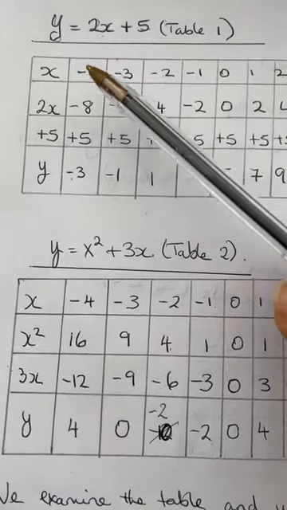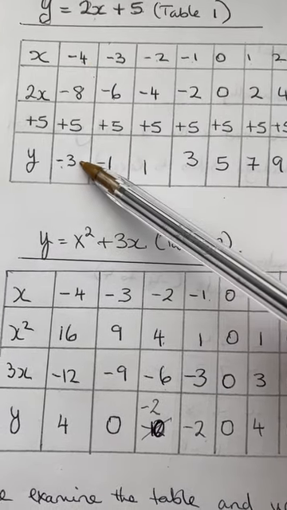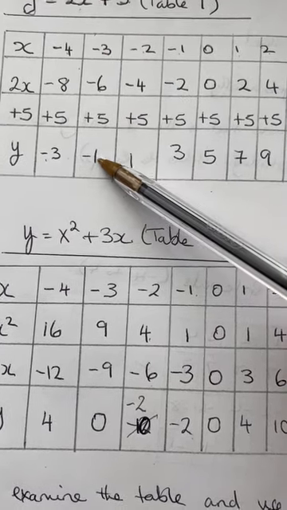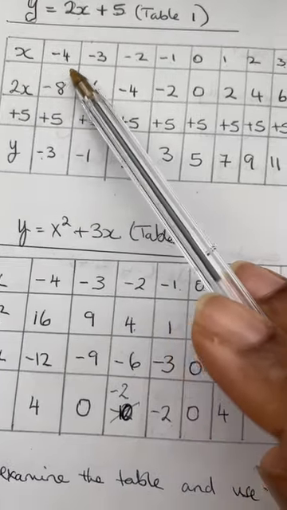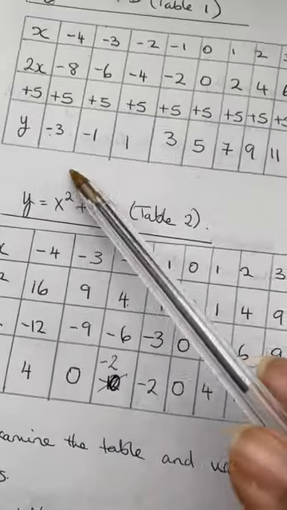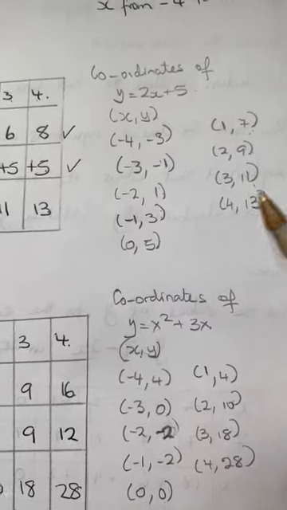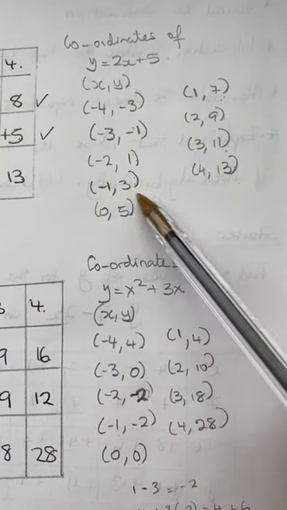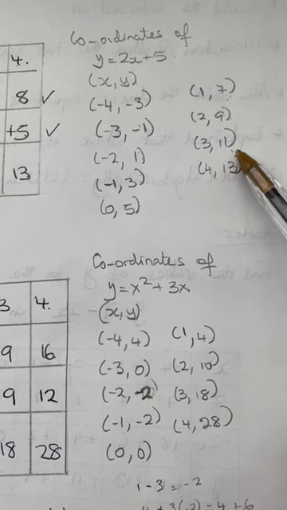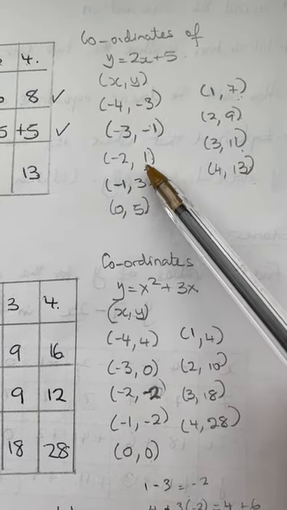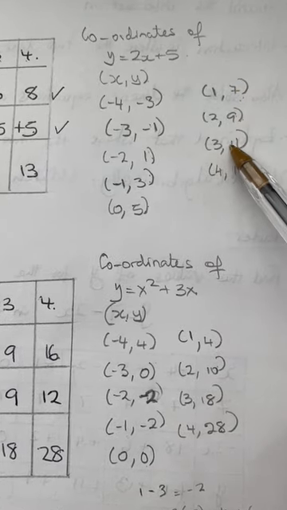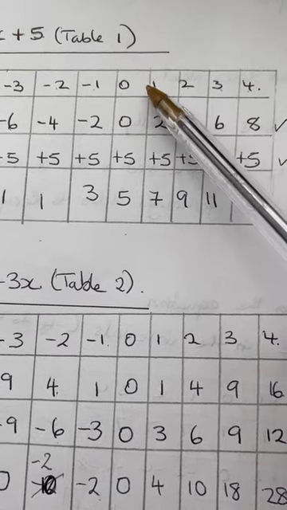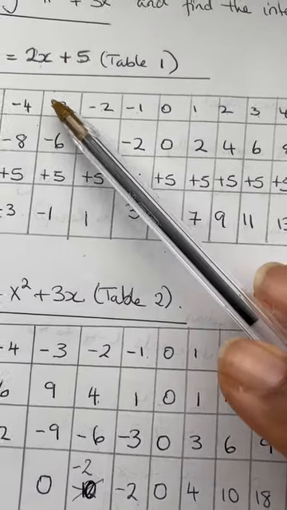Okay. So now, when x is minus 4, y will be minus 3. When x is minus 3, y will be minus 1. So I found all the x's here and the y's here, and then I've written the coordinates. So these are the coordinates of the graph that I'm going to plot. 1, 2, 3, 4, 5, 6, 7, 8, 9. That's 9 coordinates.